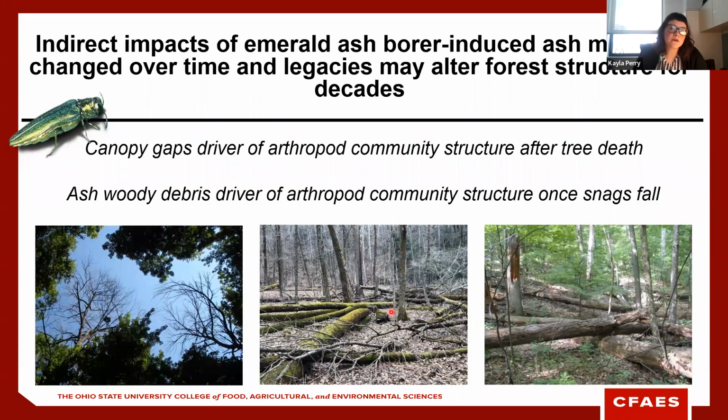And so some main take-home messages from my work looking at ecological impacts over time is we can detect indirect impacts of ash mortality from emerald ash borer in forests, and we can also detect how these impacts change over time. So thinking about the legacies that are created by emerald ash borer induced ash mortality, particularly this pulse of woody debris accumulation that occurs, it has the potential to impact forest structure and arthropod communities for a long time. Initially we see canopy gaps are an important driver of community structure soon after tree death. And then of course, ash woody debris becomes an important driver of community structure once those snags fall to the forest floor. So again, there is potential for long-term impacts of invasive insects, such as EAB, on forest structure and communities, beyond those direct impacts on ash mortality itself, or ash trees and ash populations within forests.